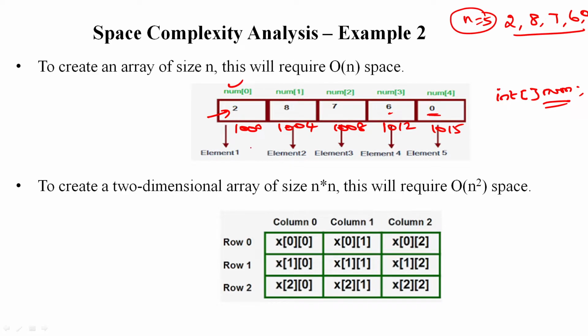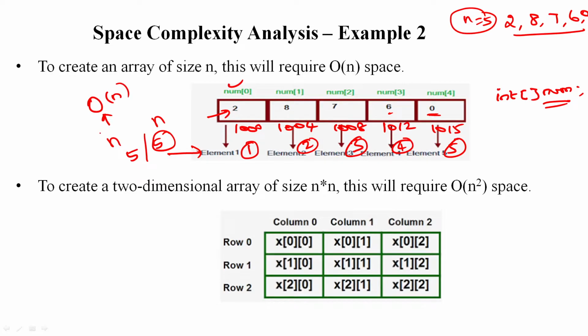So we are consuming this one memory location, this another memory location, third memory location, fourth memory location, fifth memory location. So to store 5 elements, I am consuming 5 memory locations. So for n number of inputs, I am consuming n number of memory locations. So my space complexity is order of n. I hope you understand this.